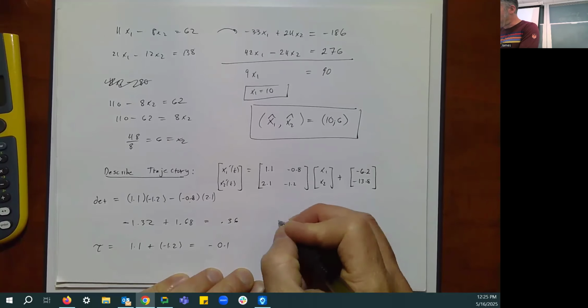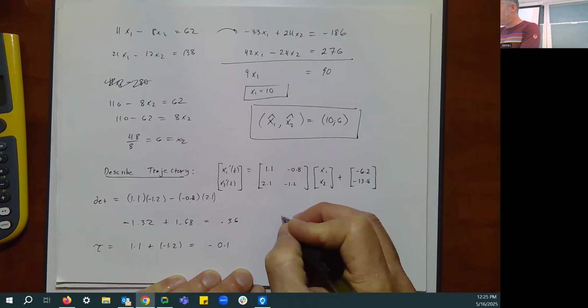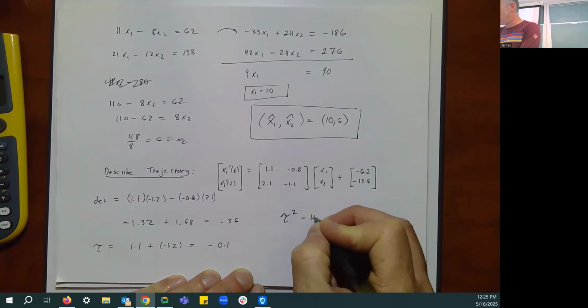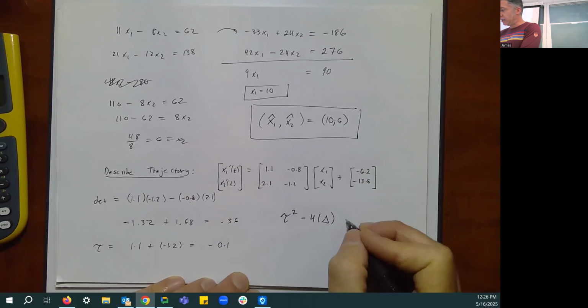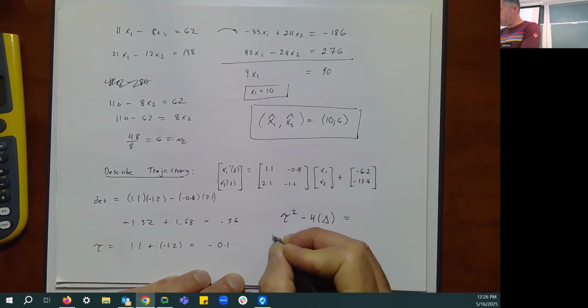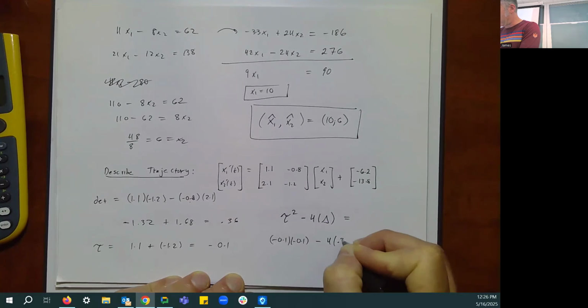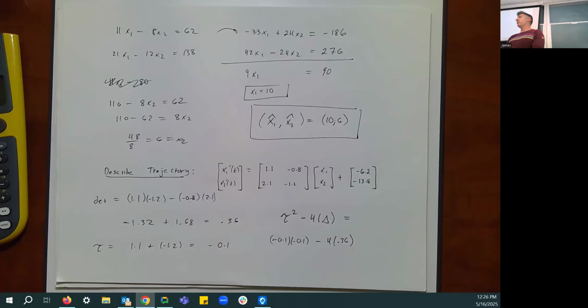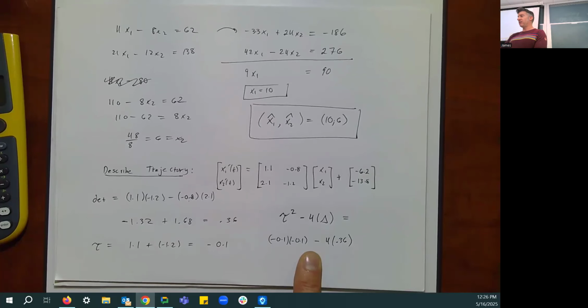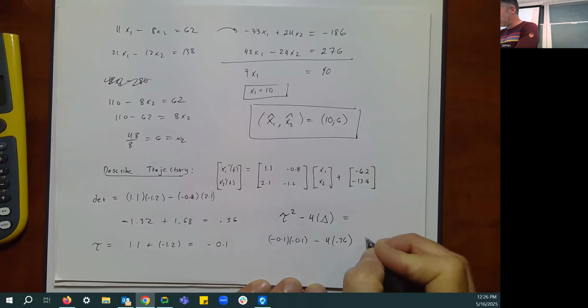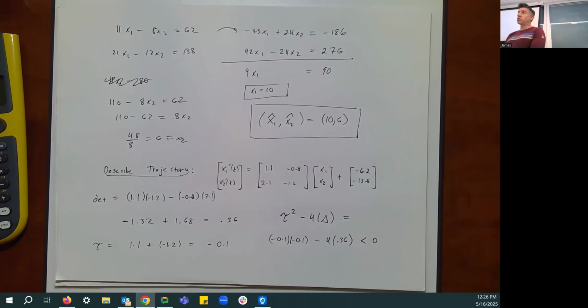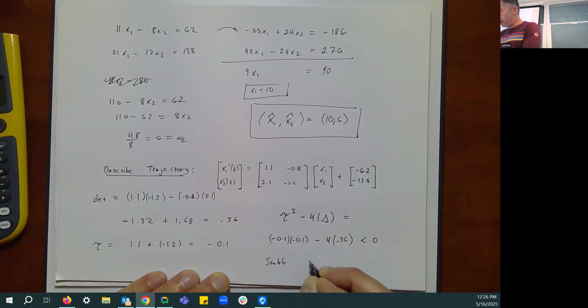So I'm going to look at the inside of my square root, which is the trace squared minus 4 times the determinant. That's equal to negative 0.1 times negative 0.1, minus 4 times 0.36. I don't really need to go any further. I can tell for sure that's going to be negative, because that part is pretty small and we're subtracting something much, much larger. So that's negative, meaning we have complex eigenvalues, and we know that the trace is negative, so it's got to be stable. So we have a stable spiral.